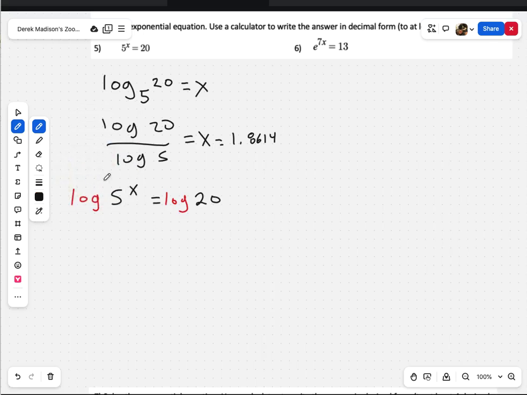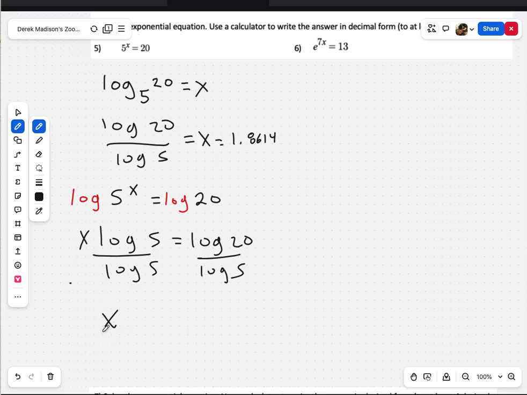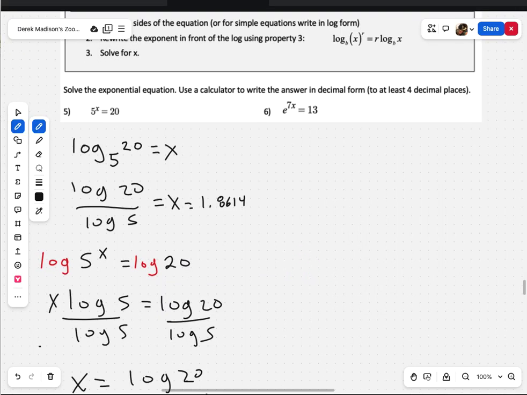And when I do that, it allows me to use property 3 from a couple sections ago where I can bring that x down front. And I have x log 5 equals log 20. Dividing the log 5 over because it's just a number. And you can see I get x equals log 20 over log 5, which is exactly what I got using change of base formula. So kind of 2 roads that lead to the same place. Again, I'm mostly going to use this one throughout the rest of these examples, but there are a couple of different ways to get there.